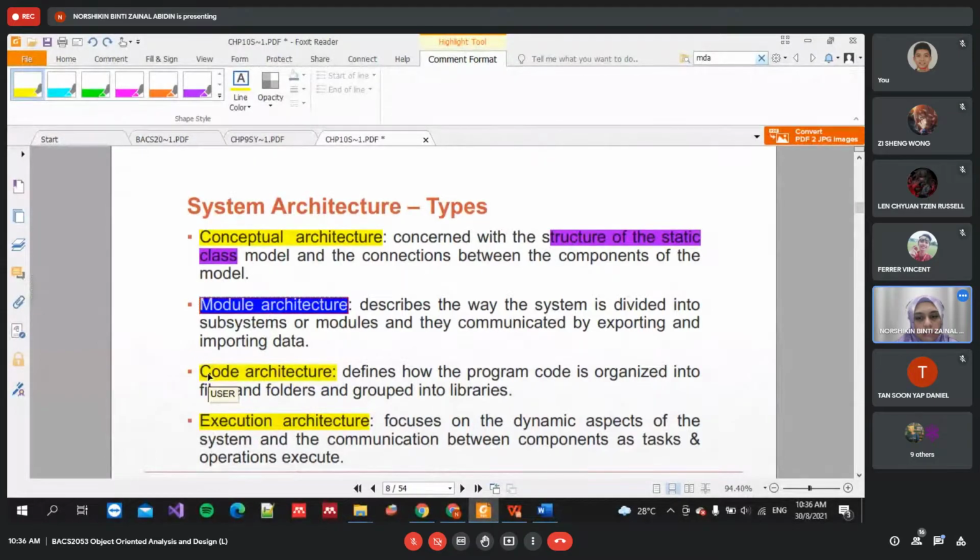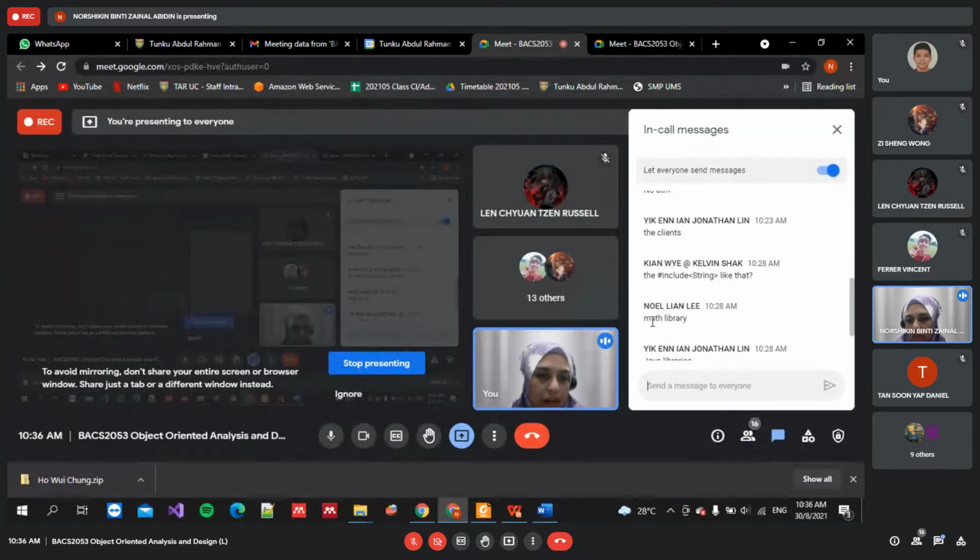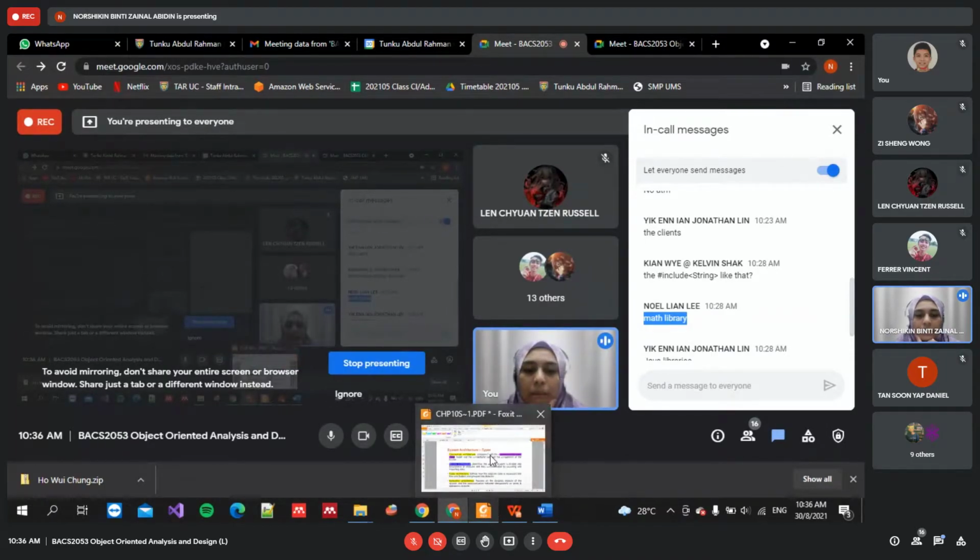Next is code architecture. It defines how the program code is organized into files, folders, and grouped into libraries. Our program needs to be grouped. For example, just now I asked what is an example of a library, right? The common one is the maths library. There are actually a few more, but let's use this as an example. Let's take the maths library.